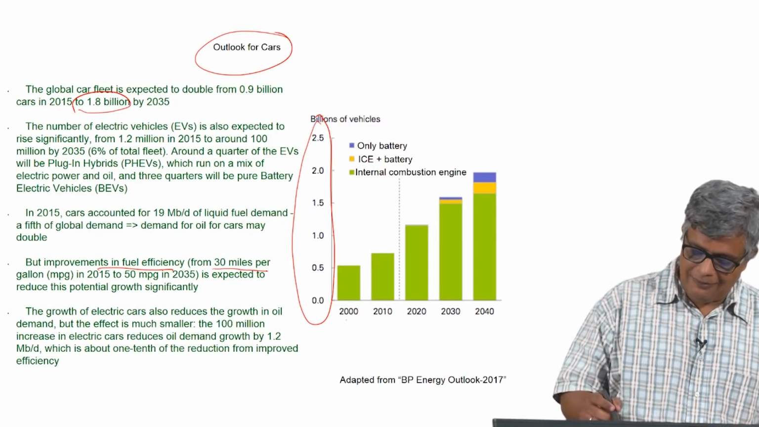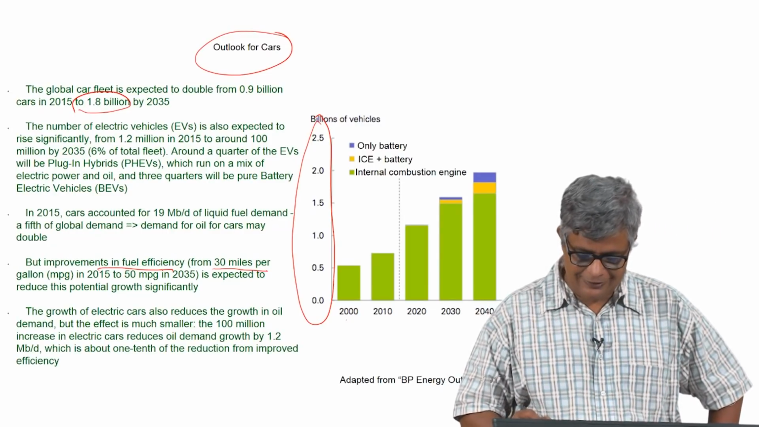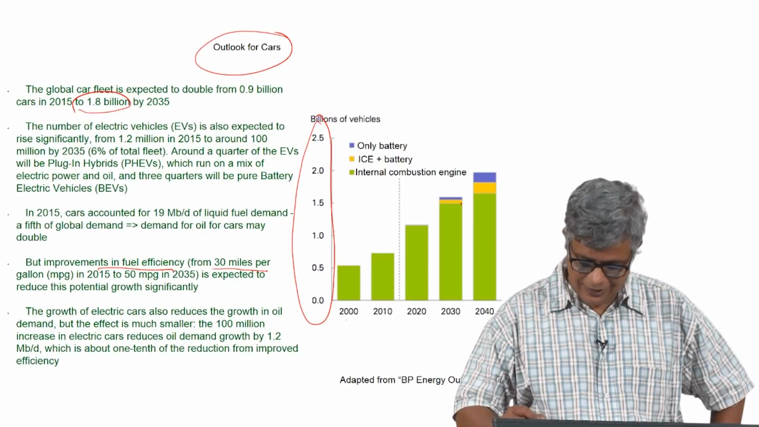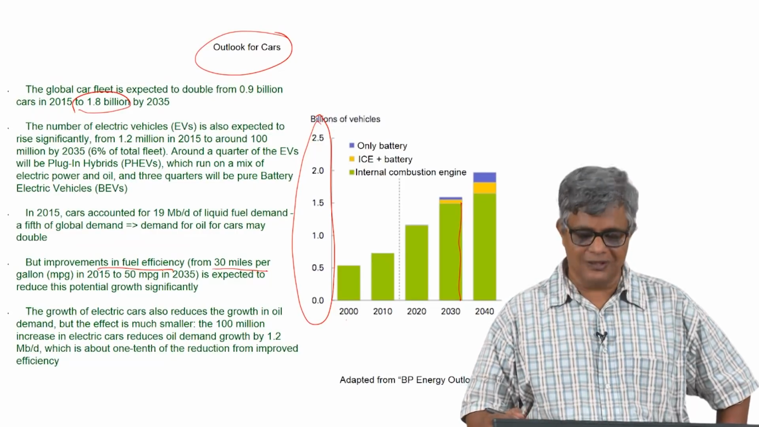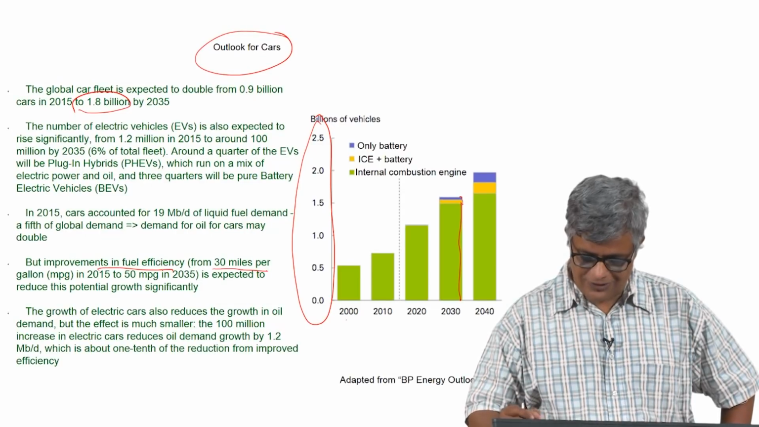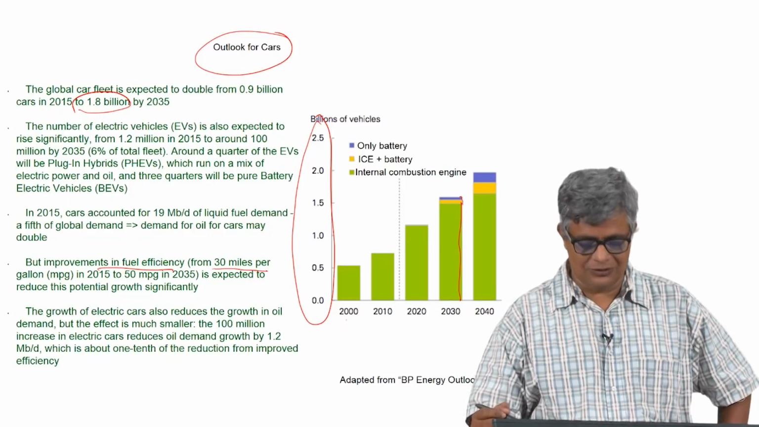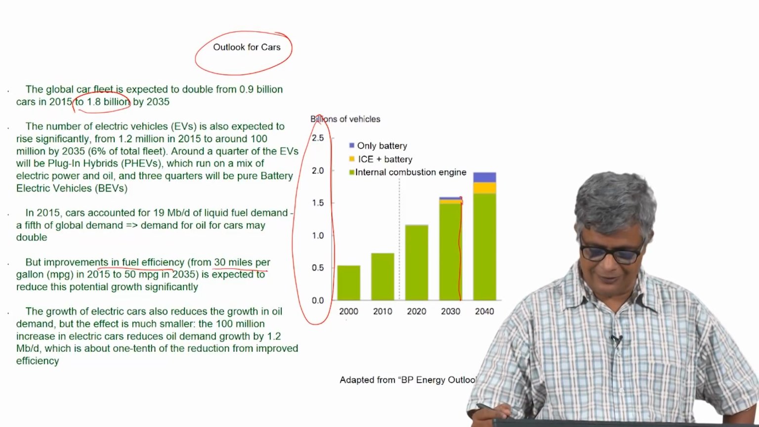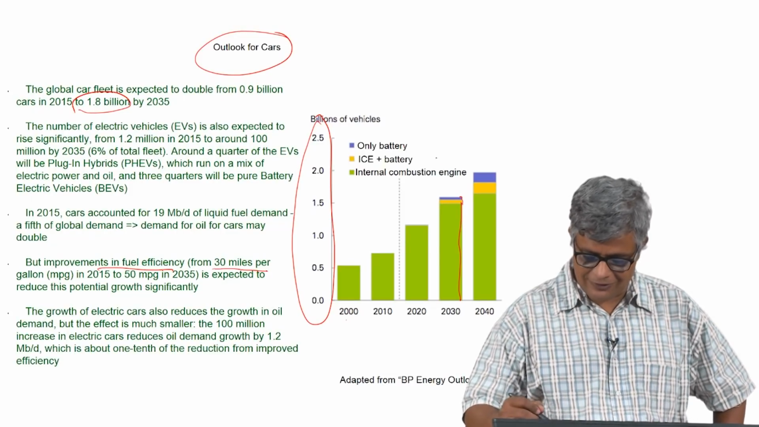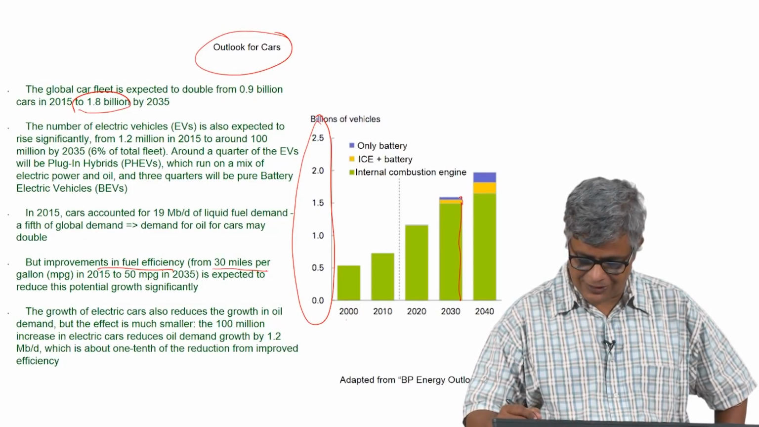But projections are, for example, by 2030 you have a large amount of conventional internal combustion engines, and then a small amount here of internal combustion plus battery, which is known as plug-in hybrid vehicles, and only battery vehicles, which is roughly shown in that indigo, purple color here, and that is a small percentage.